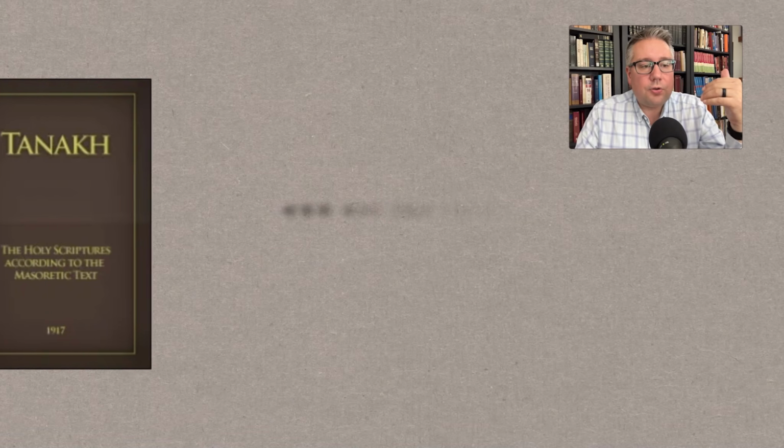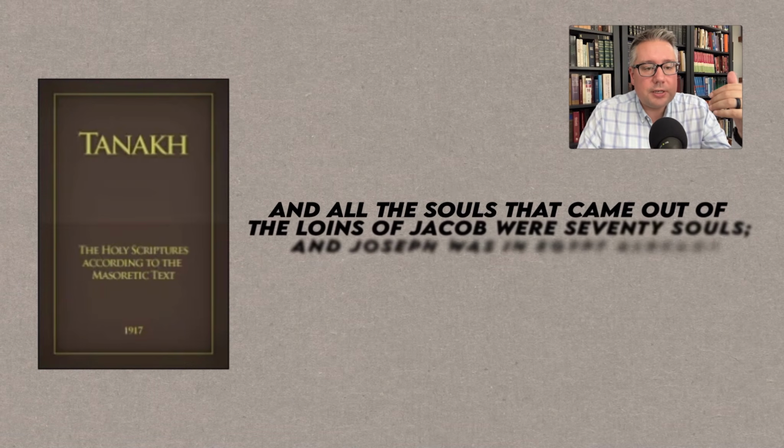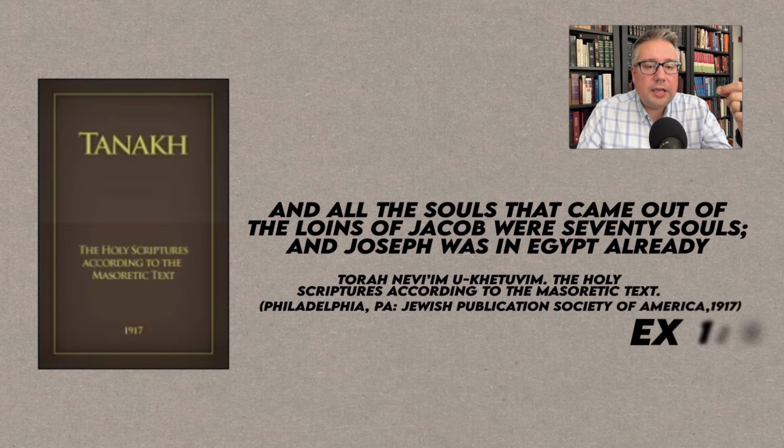Now, let's look at a simple one just to start that question off. Let's look at one that's fairly well known and sometimes brought up by Bible skeptics, and that's Exodus 1:5. So Exodus 1:5, again, I'm going to read out of the JPS edition. And all the souls that came out of the loins of Jacob were 70 souls, and Joseph was in Egypt already. So the Hebrew edition, 70 souls.